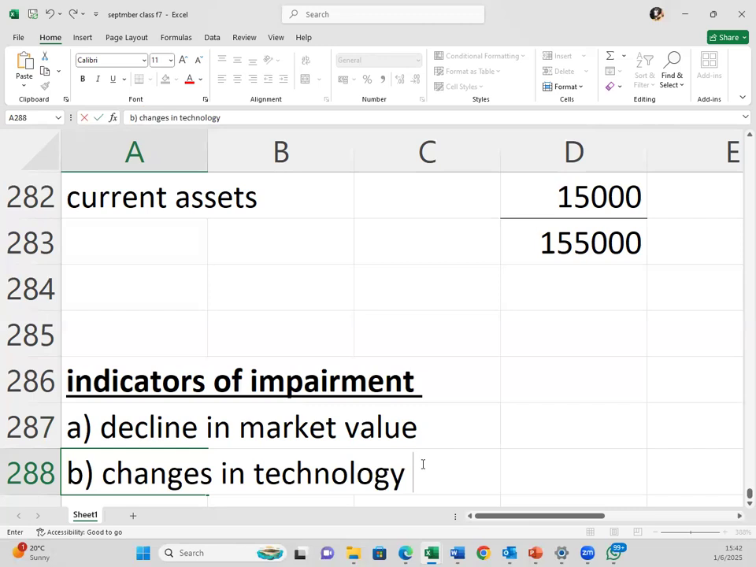So if you expected that it has a useful life of 10 years, but now there is a new machine in the industry which is performing much better than that particular one, it might result in its life even reducing because we are not going to use it for that long. So the changes in technology can also give rise to the need to carry out an impairment review.